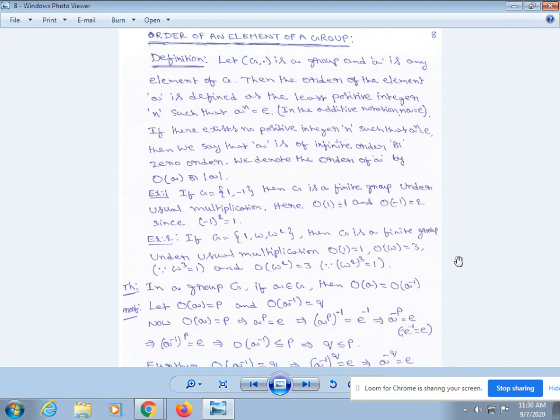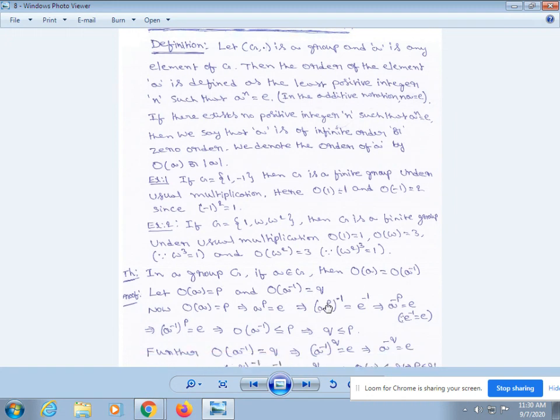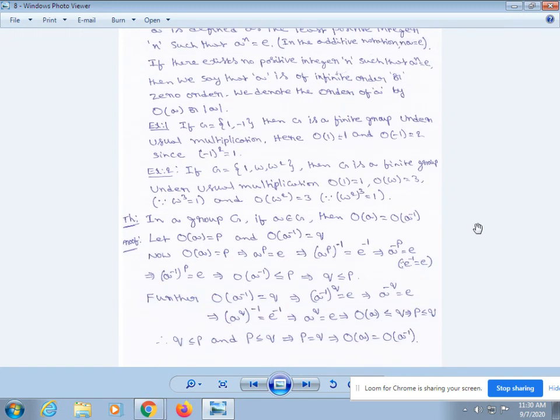Next, we will discuss another theorem. In a group G, if a belongs to G, then order of a equals order of a inverse. Proof. Let order of a equal p and order of a inverse equal q. Now, order of a equals p implies a power p equals e. That implies a power p whole inverse equals e inverse. a power p whole inverse is nothing but a power minus p, that equals e, since e inverse is nothing but e.